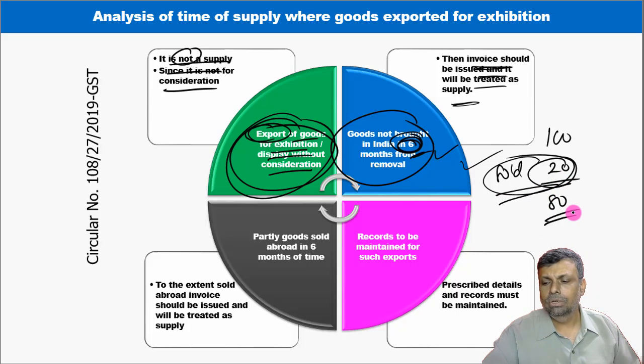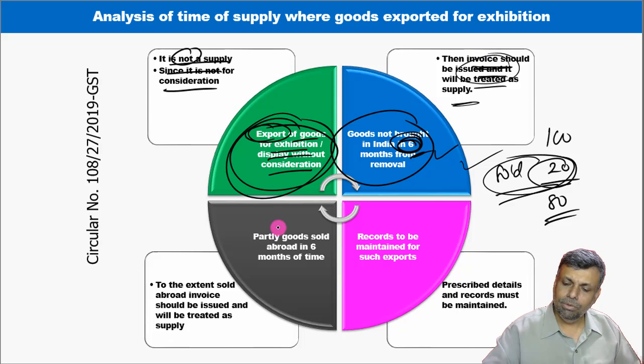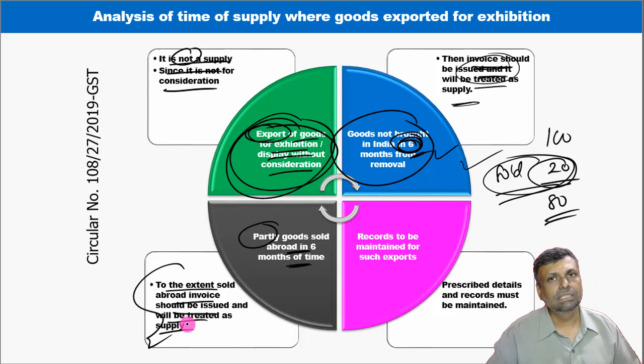What will happen to the balance quantity? Same thing, wait for 6 months. So if within 6 months it comes back, it's okay. Otherwise issue the invoice. Simple as that. So when partly goods have been sold within the specified time, then to that extent you should issue the invoice. It will be treated as a supply. Finish.